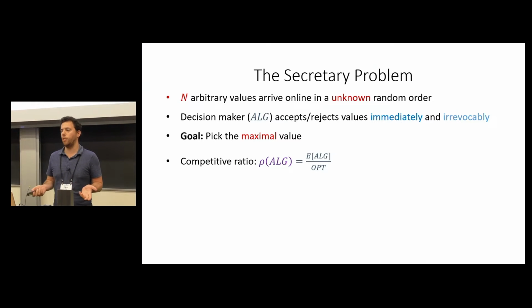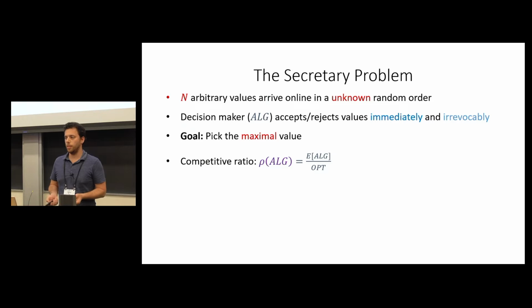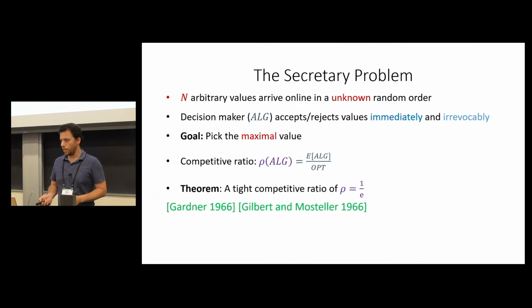We measure the performance of an algorithm by the competitive ratio, which is the expectation of the algorithm divided by the offline optimum. A classical result shows that it is possible to achieve a competitive ratio of 1/e, and this is tight. In this talk today, we're going to extend the secretary problem to matching feasibility constraints under two models of arrivals, vertex arrival and edge arrival, which I'll define shortly.